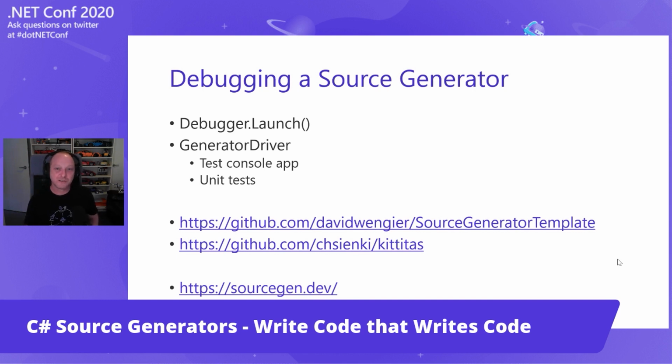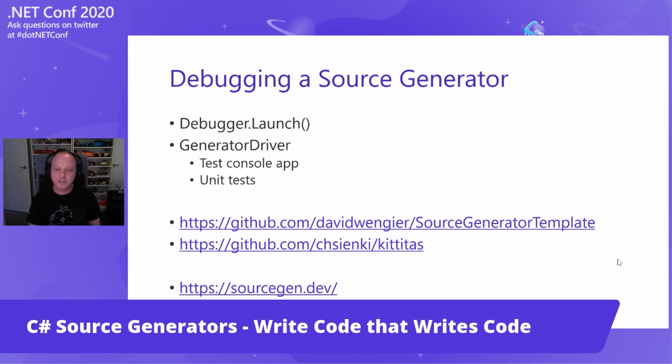The other option is a generator driver, which is a class inside Roslyn. It's in the Roslyn SDK, and you can use that to run your generator. That's in fact what the compiler internally uses as well. And so you can use that to write some test console apps. That's where I usually start: I write a generator, I write a console app, and when I hit F5, it's going to run my generator and output what I generated to the console. And I just use that as I'm starting up. And then you can, of course, use that to run unit tests and test your generator properly.